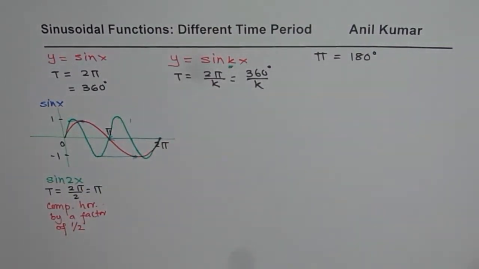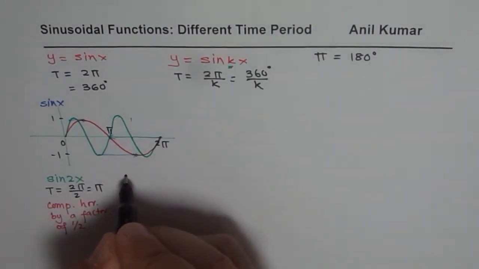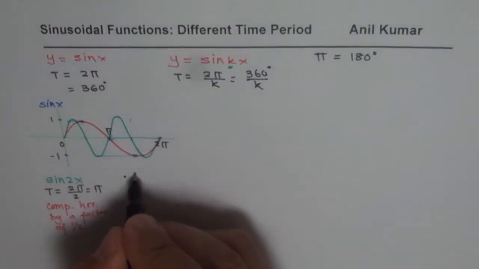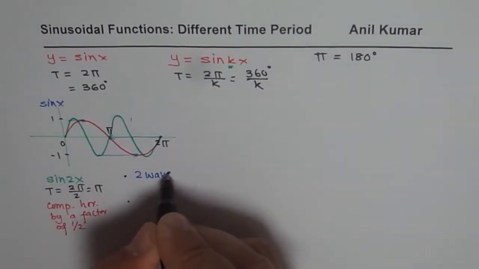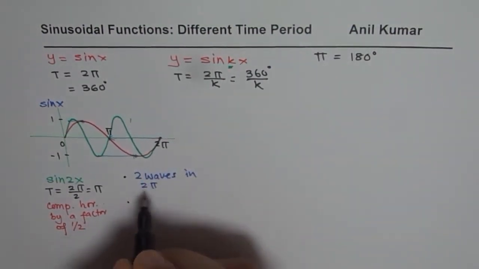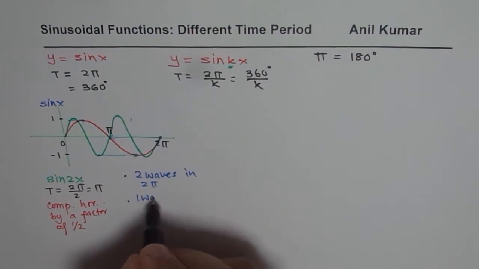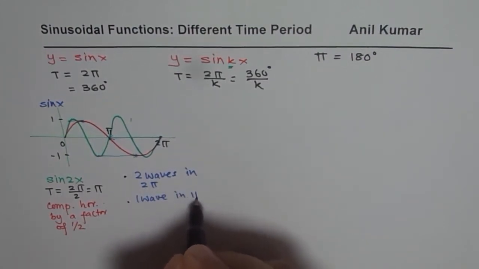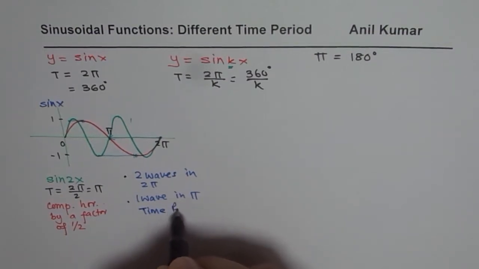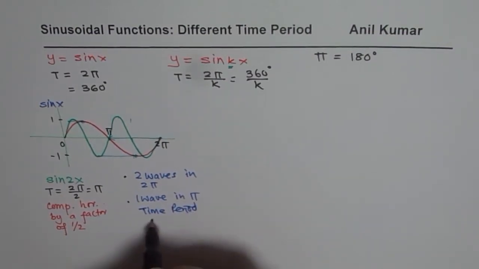So we can interpret sine 2x in two different ways. One, we interpret it as two waves in the normal time period of 2 pi. Do you see that? Or one wave in pi, or you could say that the time period equals pi.